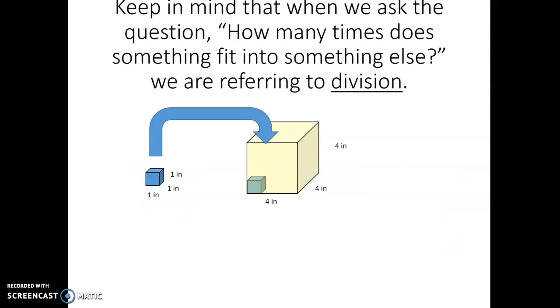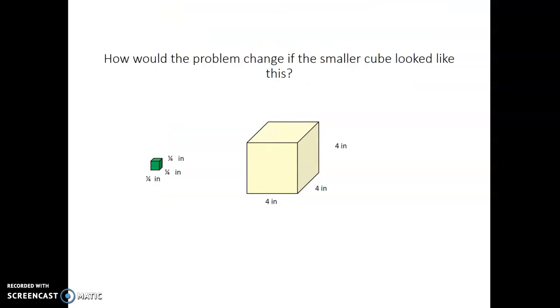So keep in mind that when we are filling the larger cube with these little unit cubes, we're actually asking how many times does that fit into there. And when we do that, we're actually referring to the operation of division. So how many of these little cubes would fit into the larger one?